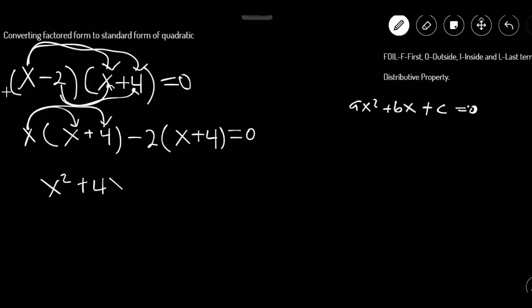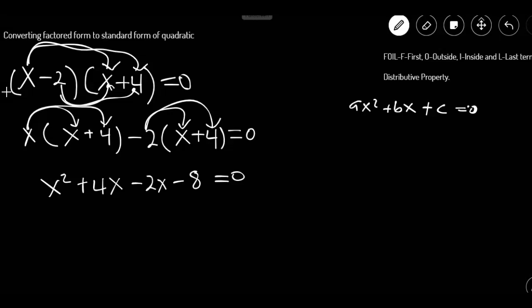So once we distribute, the parenthesis goes away. x times 4 gives us 4x. We distribute the negative over the addition, so we distribute it here nicely. Negative 2 times x gives us negative 2x. And negative 2 times positive 4 gives us negative 8. If you are confused about why negative times positive gives us negative, I have a video on it.